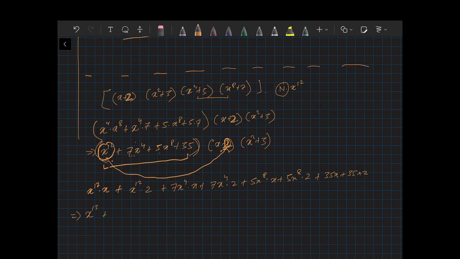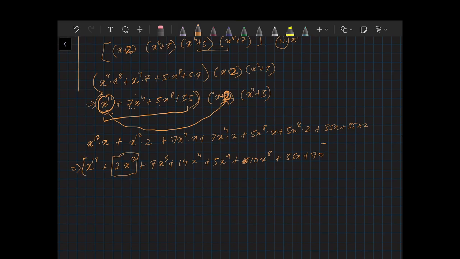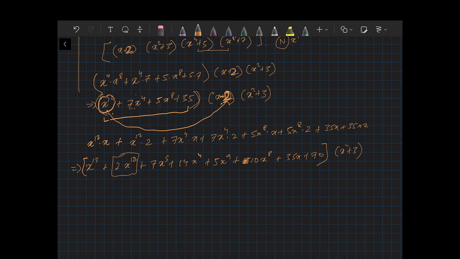Okay, if you simplify this, we get this. Okay, now what has happened? So only one term still has x to the power 12, this one. And what's its coefficient? This one, 2, the constant term of this one. Okay, now again one more term is still remaining, x square plus 3. So what's going to happen? How is x to the power 12's coefficient going to change when you multiply by this?